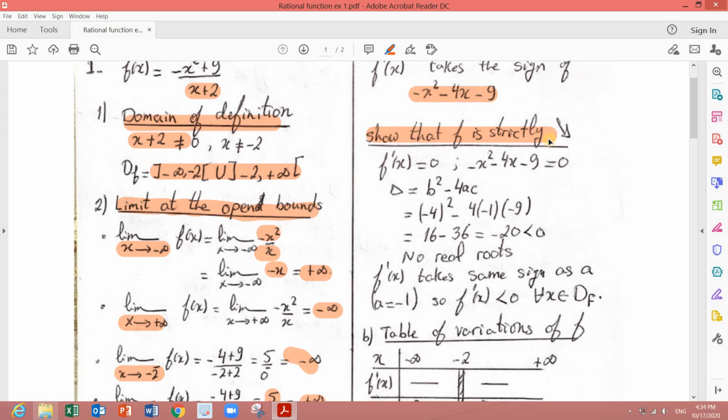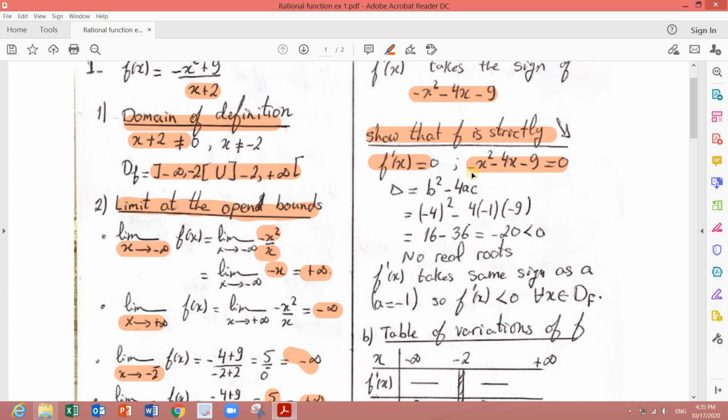To verify that a function is decreasing, we have to show that its derivative is less than 0. So f is decreasing if its derivative is less than 0, while the function is increasing if f prime x is positive. Here we are going to show that f is decreasing. It means that f prime x is less than 0. This is what we are going to show. So we solve f prime x equal to 0. So the numerator, which is minus x squared minus 4x minus 9, equal to 0.